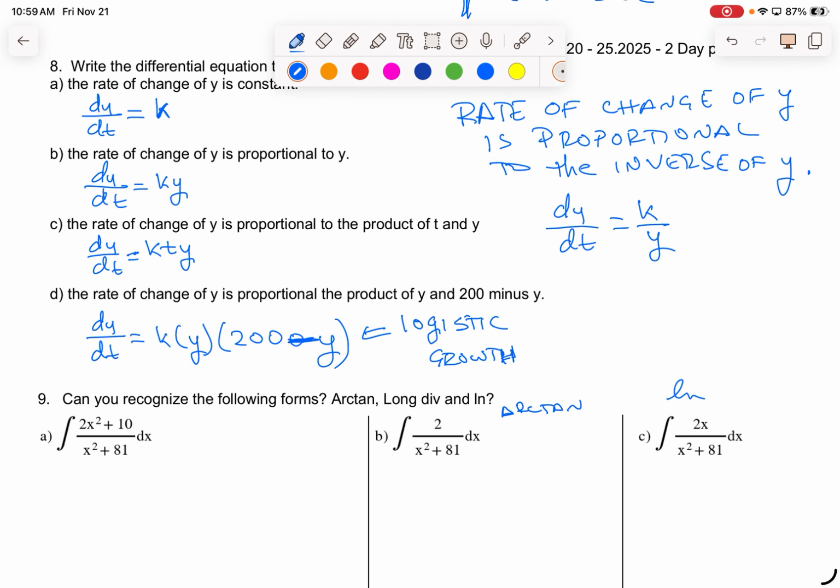I'm going to go straight to my answer. It's natural log of the absolute value of u plus c, or you go straight to natural log of the absolute value of x squared plus 81 plus c. Now, in this case, do I need the absolute value? No. But if it were minus 81, I would. Be safe.